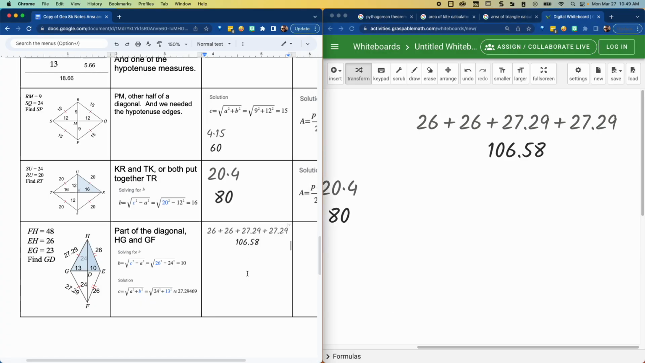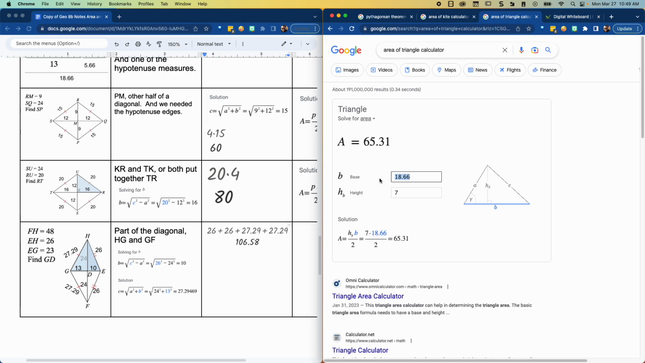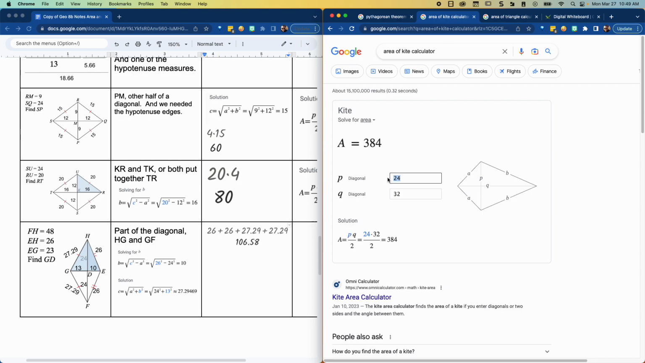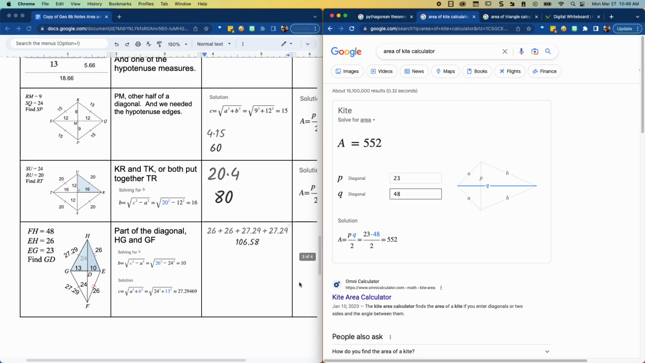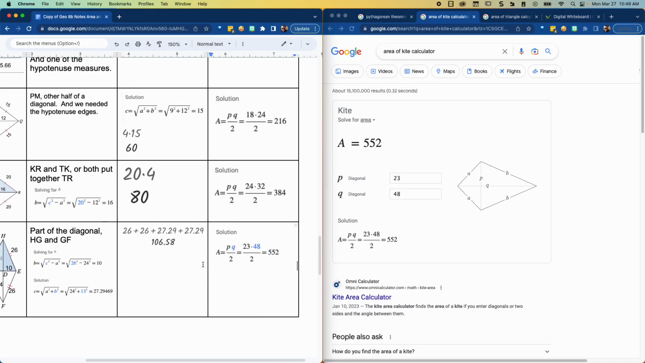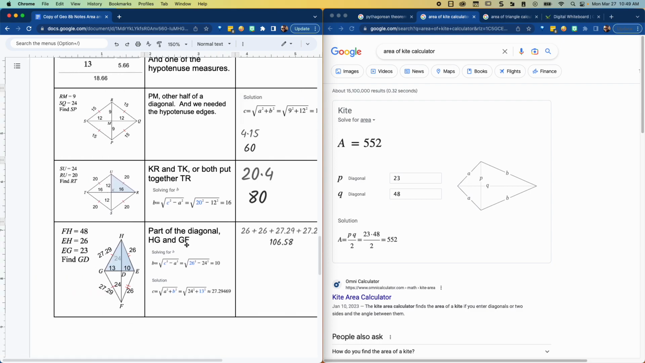For the area, I'm going to multiply those diagonals. So those diagonals were 23 for EG and 48 for FH. So let's do area of a kite. We had 23 and 48. That gives me a total area of 552. So again, use the calculators, use the tools, but know which pieces you need to find the in-between measurements so that you can set up your perimeter totals and your area calculations.